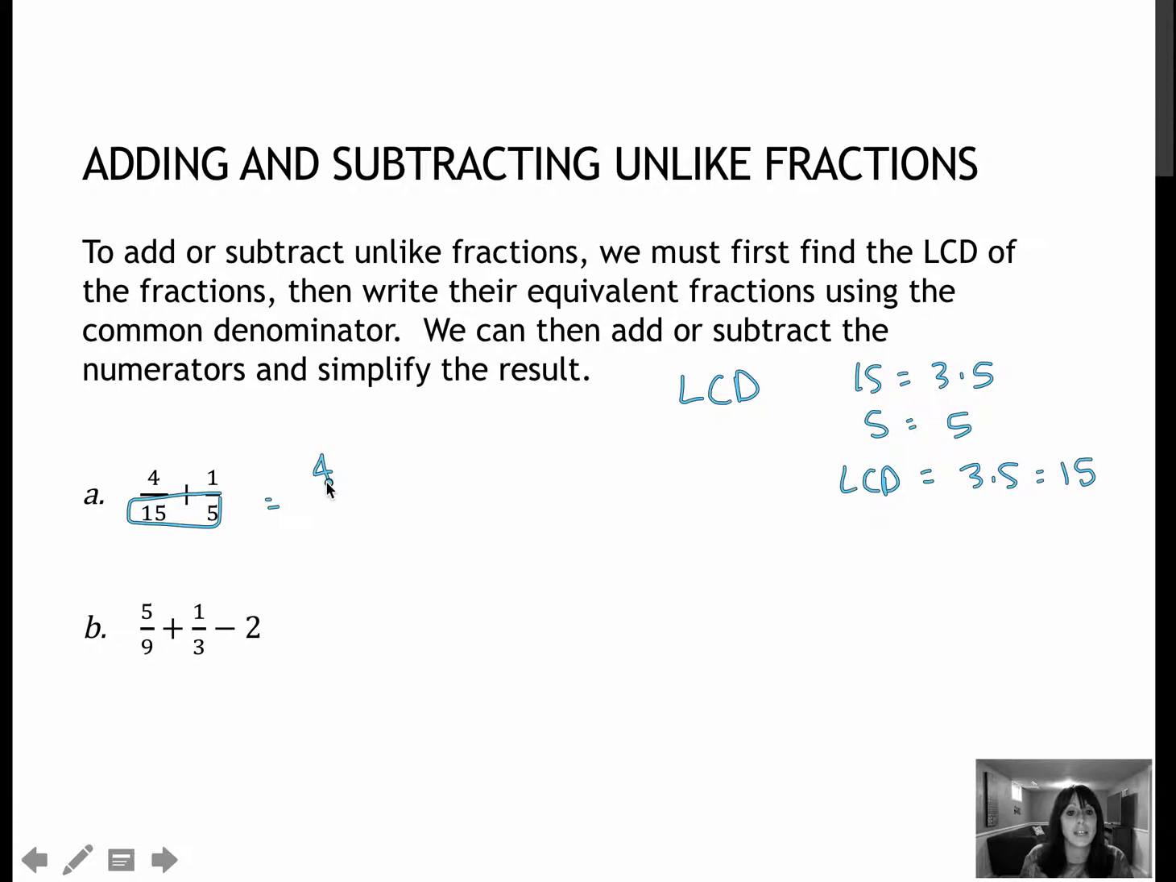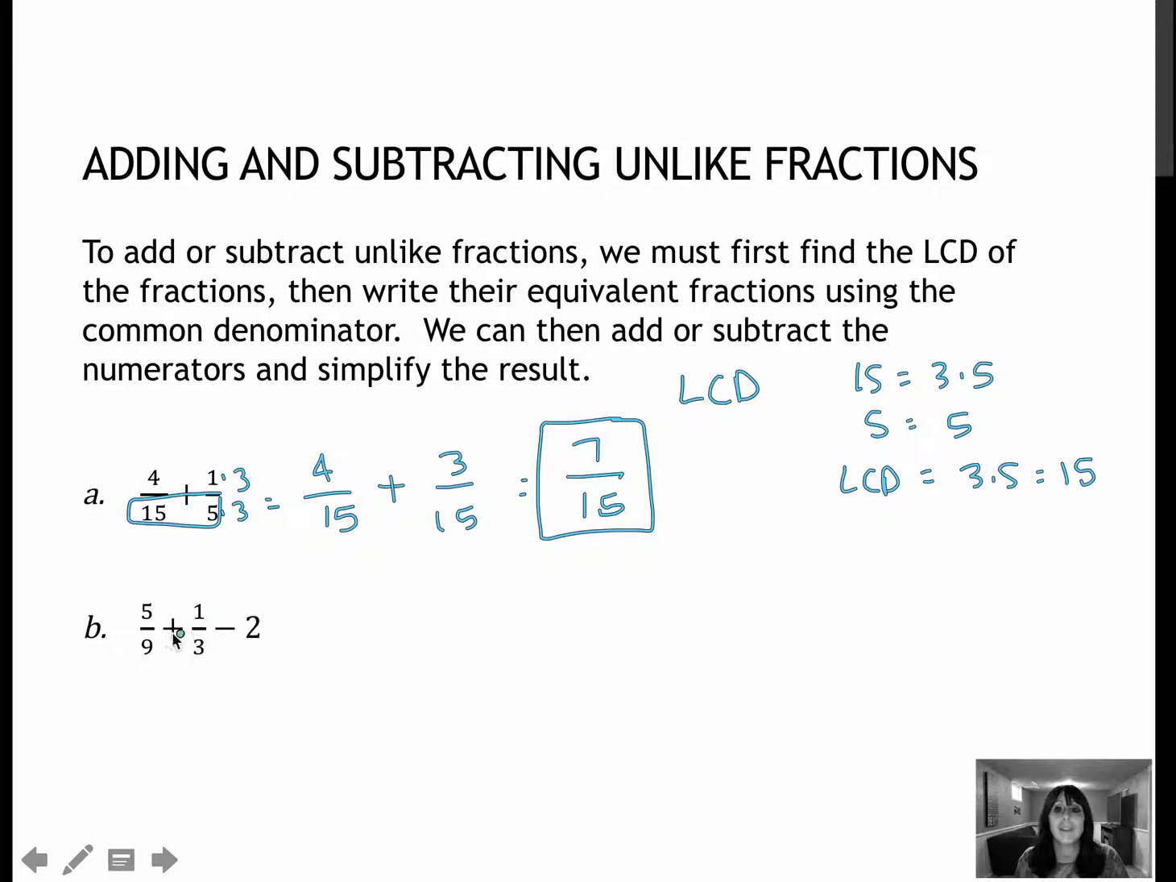So 4/15 gets to stay exactly the same, but I need 5 to turn into 15, so I need to multiply it by 3, and I will do that on top and on bottom. So 1 times 3 is 3, and 5 times 3 is 15. Now that both of my fractions have the same number of parts, I can add the parts. So 4 plus 3 is 7/15.